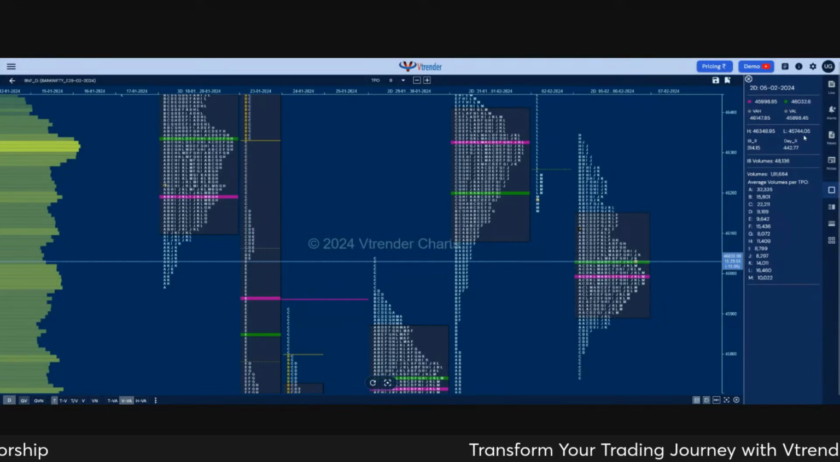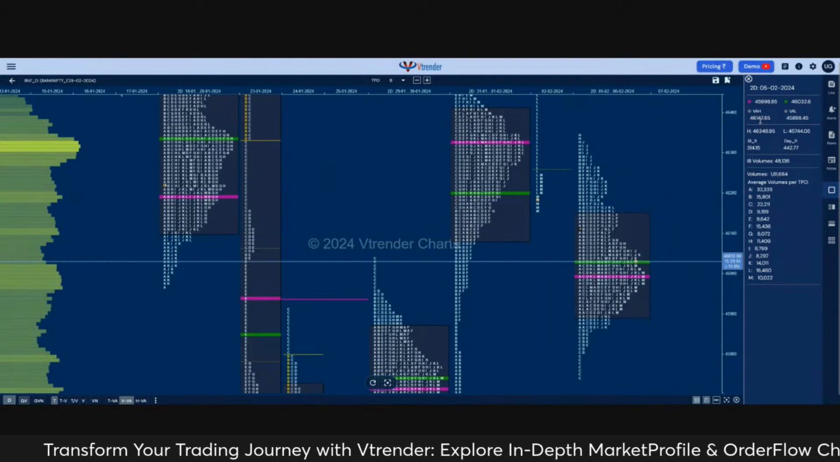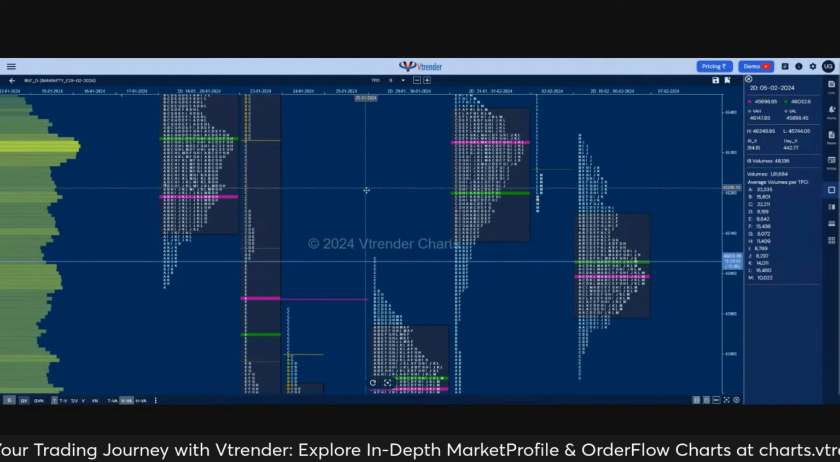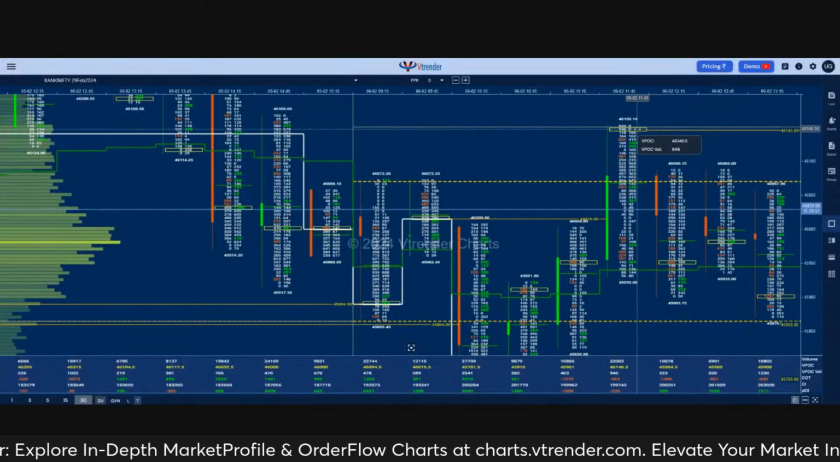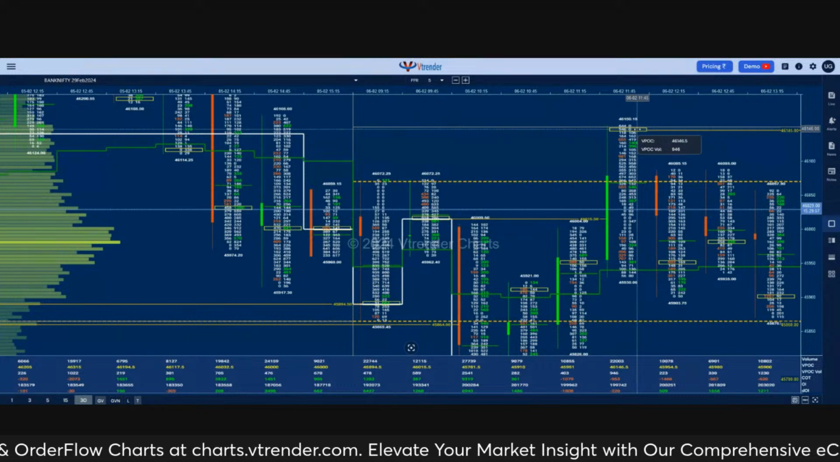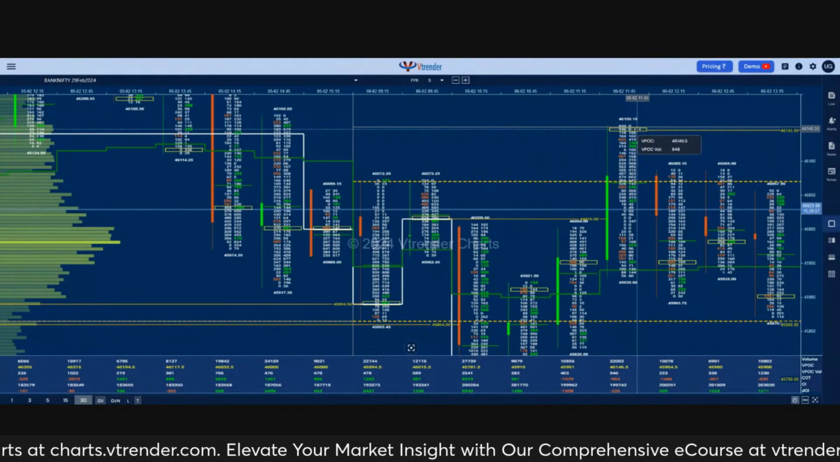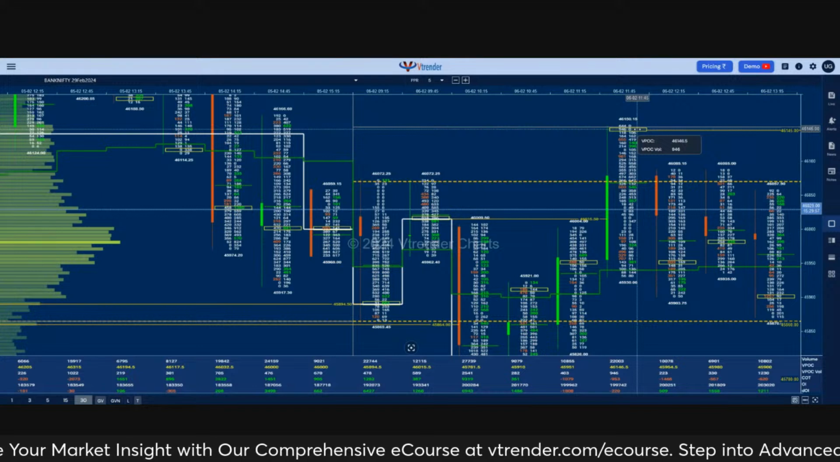Yes, 45898 is the value area low. 46147 is the value area high. And 46145 is, I think, where we got the RS on the 30-minute time frame. You can see this. So this is how market profile and order flow, the combination is very lethal and it gives you a very good reference.